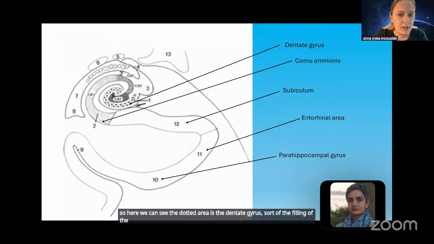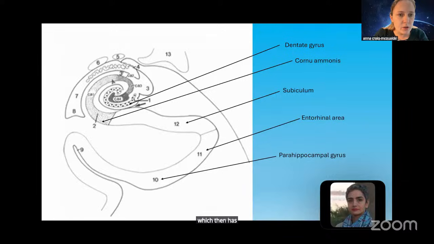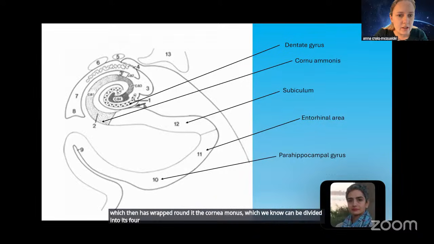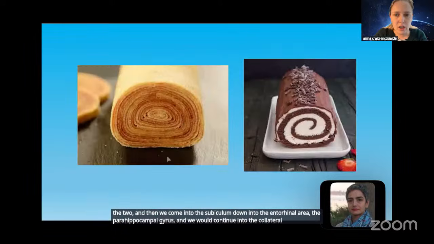So here we can see the dotted area is the dentate gyrus, the filling of the Swiss roll cake, which then has wrapped around it the cornu ammonis, which we know can be divided into its 4 subfields. This arrow here denotes the hippocampal sulcus between the two, and then we come into the subiculum, down into the entorhinal area, the parahippocampal gyrus, and we would continue into the collateral sulcus.